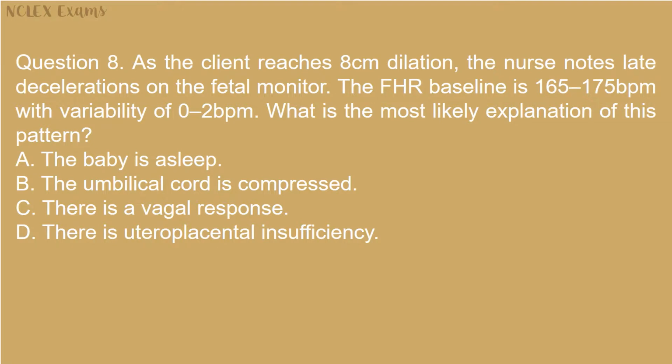Question 8. As the client reaches 8 centimeters dilation, the nurse notes late decelerations on the fetal monitor. The FHR baseline is 165 to 175 BPM with variability of 0 to 2 BPM. What is the most likely explanation of this pattern? A. The baby is asleep. B. The umbilical cord is compressed. C. There is a vagal response. D. There is uteroplacental insufficiency.